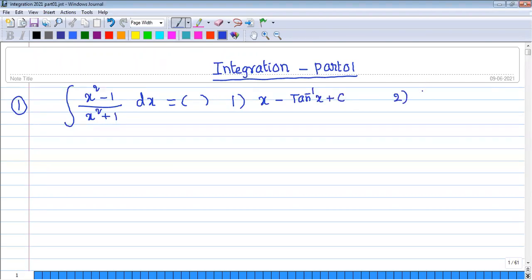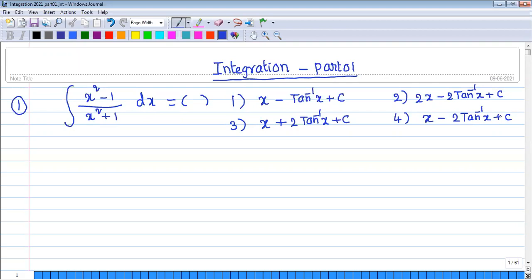Second option: 2x minus 2 tan inverse x plus c. Third option: x plus 2 tan inverse x plus c. Fourth option: x minus 2 tan inverse x plus constant of integration.